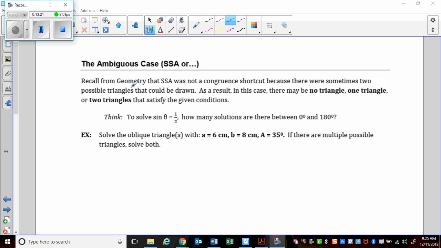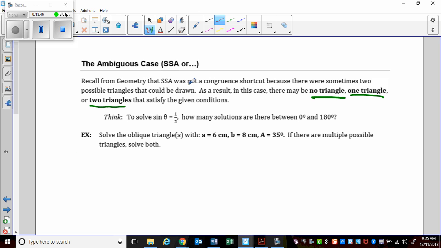We can recall from geometry that side-side-angle, or angle-side-side, was not a way to prove that triangles were congruent. As a result, there may be either no triangle, one triangle, or two triangles that can satisfy these conditions. We might be able to draw a line and make two out of them.